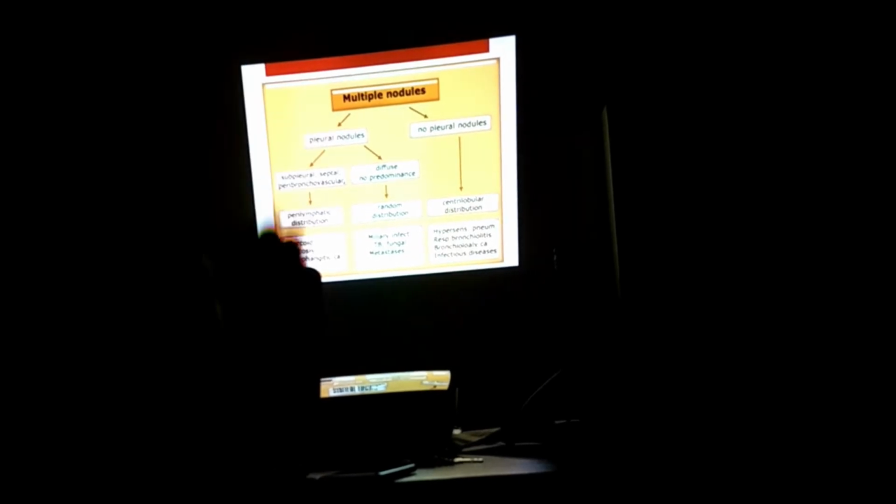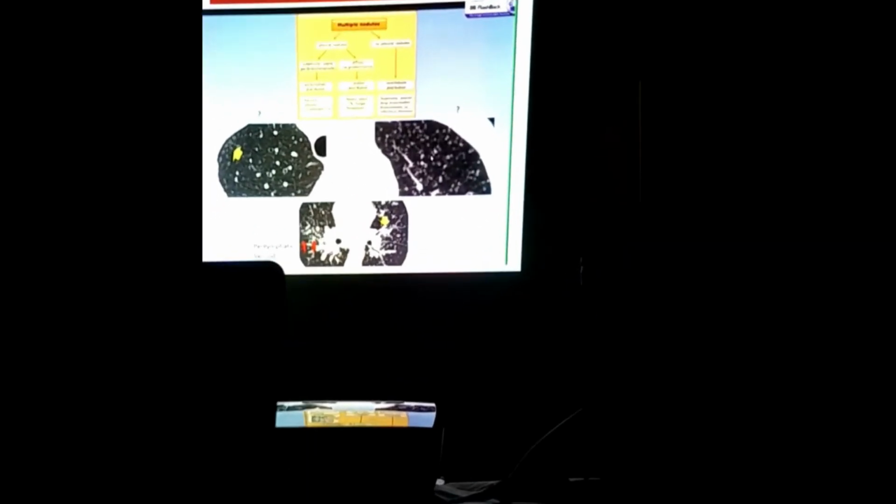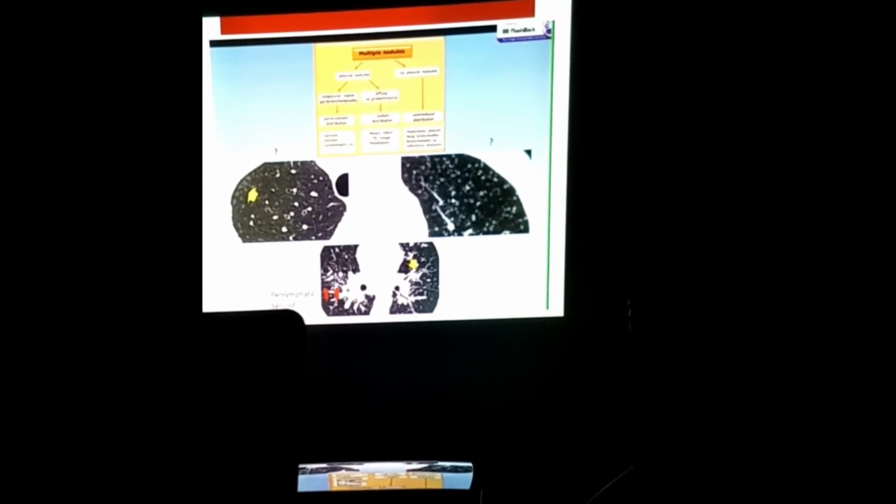Then there are some differences I have told you in the previous slide. This is perilymphatic spread, right? These are centrilobular nodules, these are randomly distributed nodules, and these are the perilymphatic distribution of the nodules.